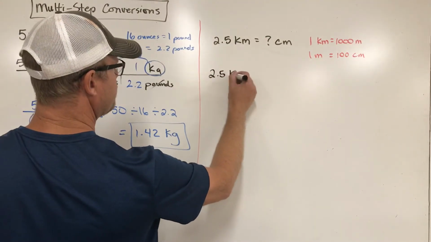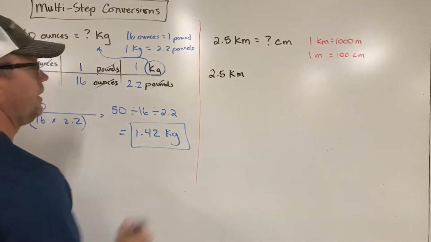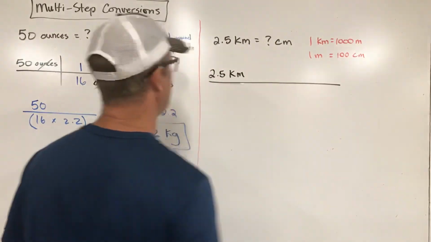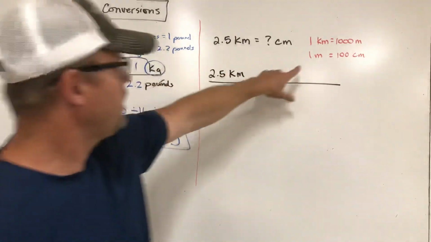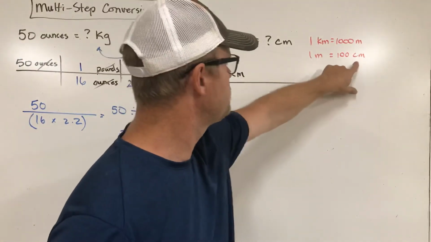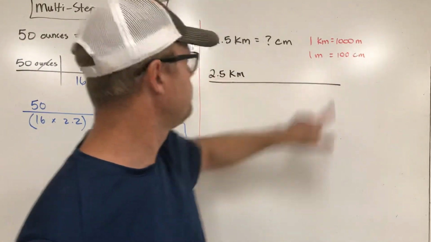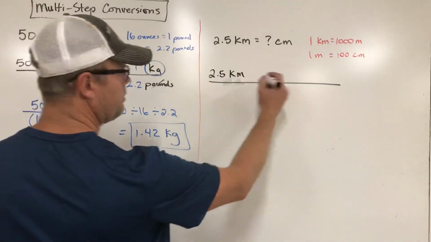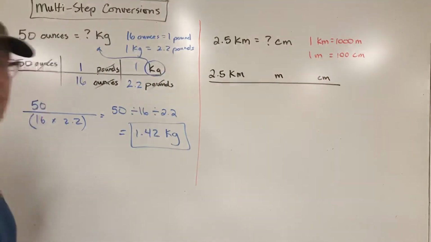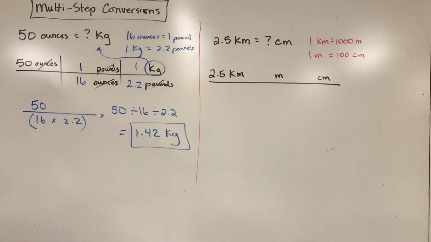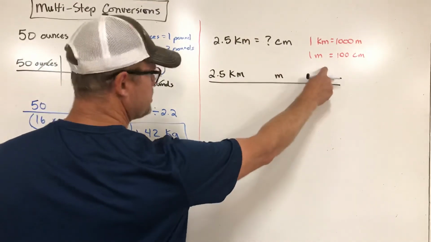2.5 kilometers. I'm going to draw a fraction bar. And now just kind of like this one, it looks like I'm going to have 2 steps I've got to go through. I can't go straight from centimeters to kilometers. I'm going to have to go through meters in the middle. So I'm going to try to turn kilometers to meters and then to centimeters. That's my pathway. That's the part you have to choose based on the information you have to work with. Kilometers to meters to centimeters.